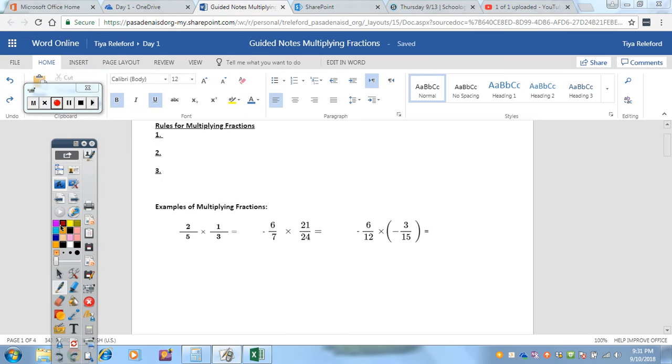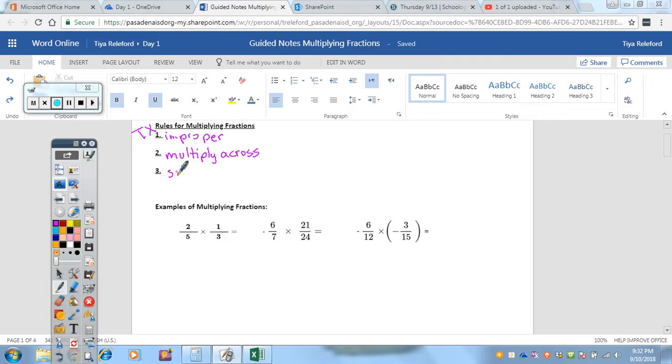Rules for multiplying and dividing are different than adding and subtracting. So, rules for multiplying fractions: number 1, we are going to make them all improper. This might mean Texas to you. You might also call it around the world. Number 2 is you're going to multiply across. Top times top, bottom times bottom.